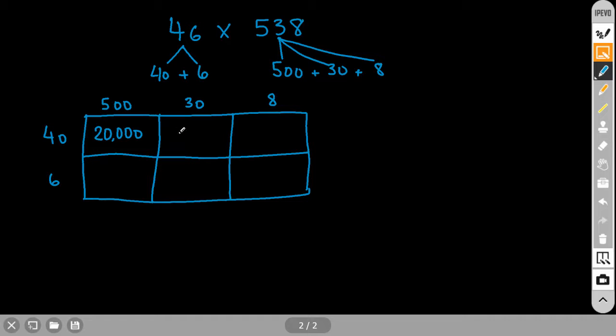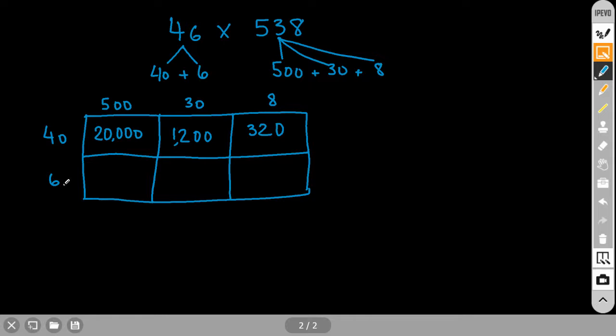4 times 3 equals 12. 1, 2 zeros. And then 4 times 8 equals 32. There's no 0 here, but there's 1 there. Don't forget that 0. So it's 320.